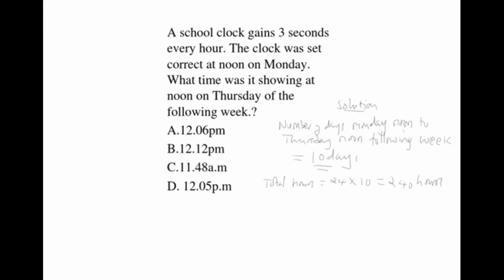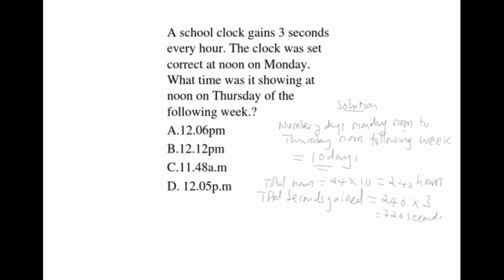Then we are told the clock gains 3 seconds every hour. So to get total seconds gained, we take 240 hours, we multiply by 3, which is the seconds it gains per hour. So this one gives us 720 seconds.